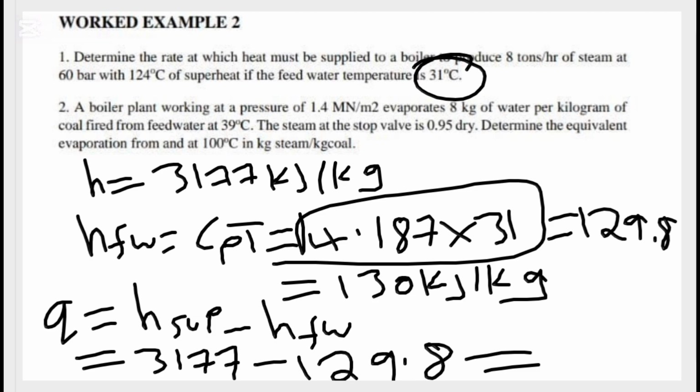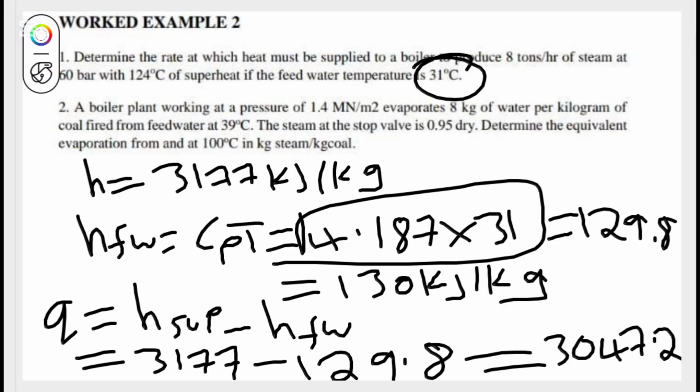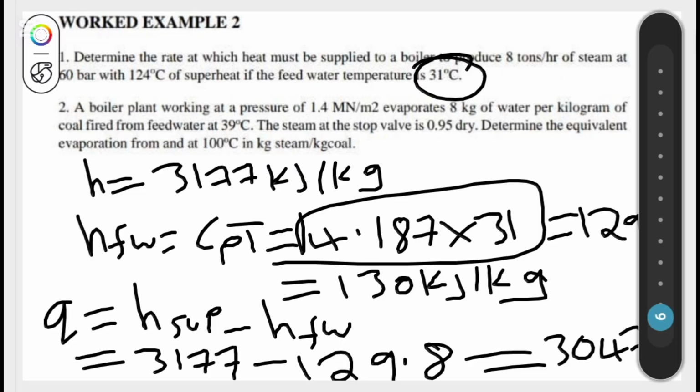So let me see what I am going to get. I have to first subtract it. 3177 minus 129.8. So let me subtract this, 3177 minus 129.8, and see what I should get. At the end I will end with 3047, and then I have 0.2, which is kilojoule per kg.